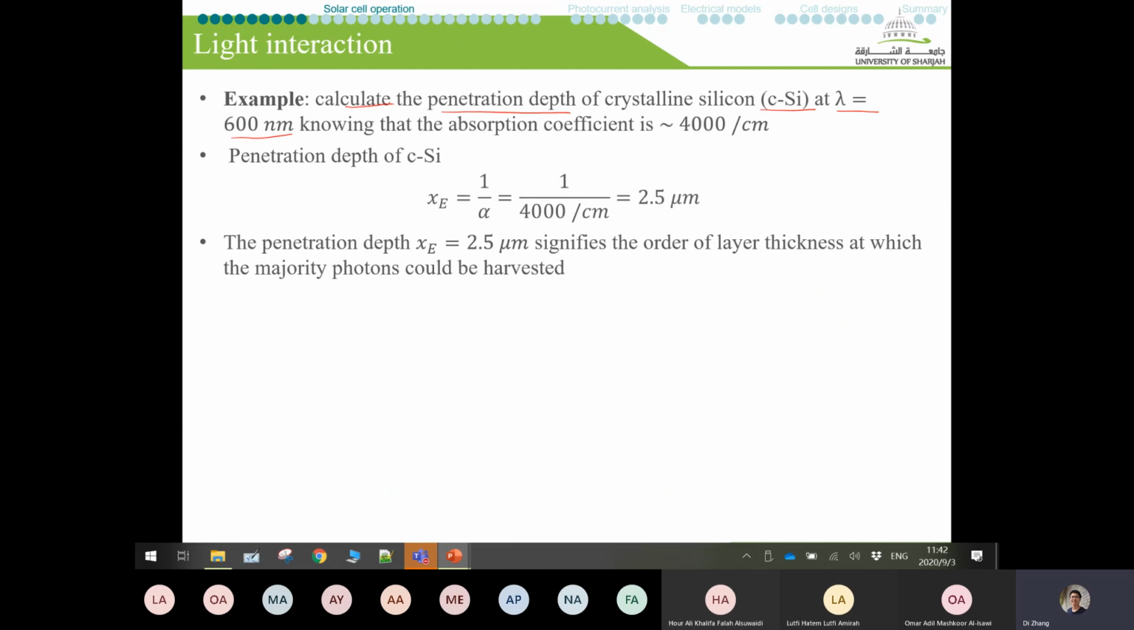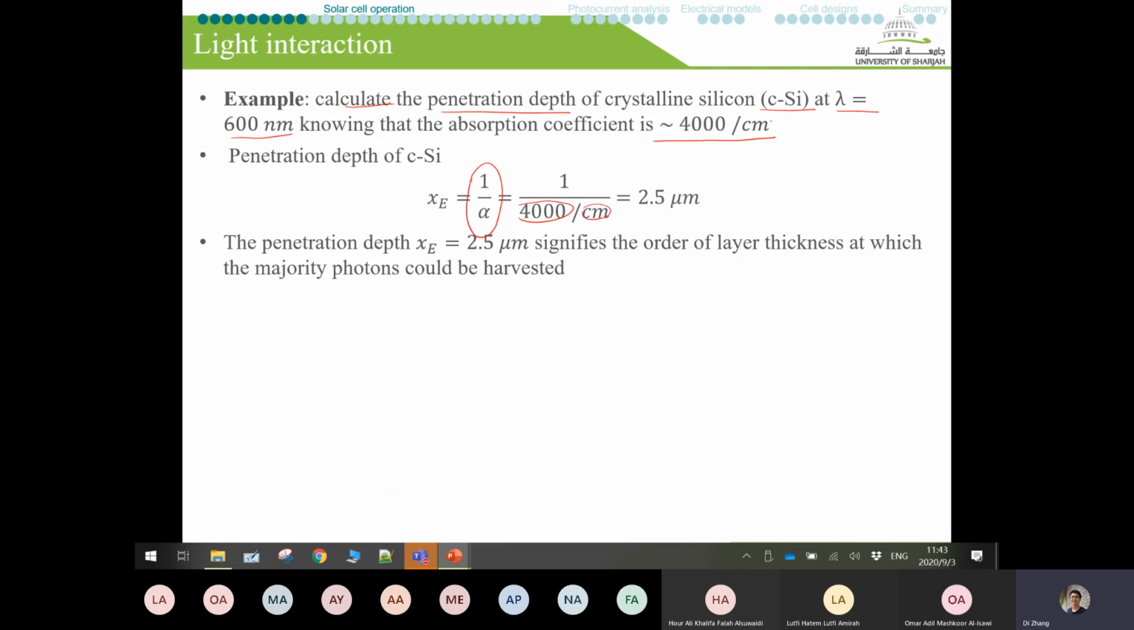This is in the yellow orange-ish color spectrum. Knowing that the absorption coefficient for crystallized silicon at this wavelength is 4,000 centimeter minus 1, 4,000 per centimeter. So in this case, what do we do to calculate the penetration depth? Very simple. It should be just the inverse of the absorption coefficient. So 1 over 4,000 per centimeter.